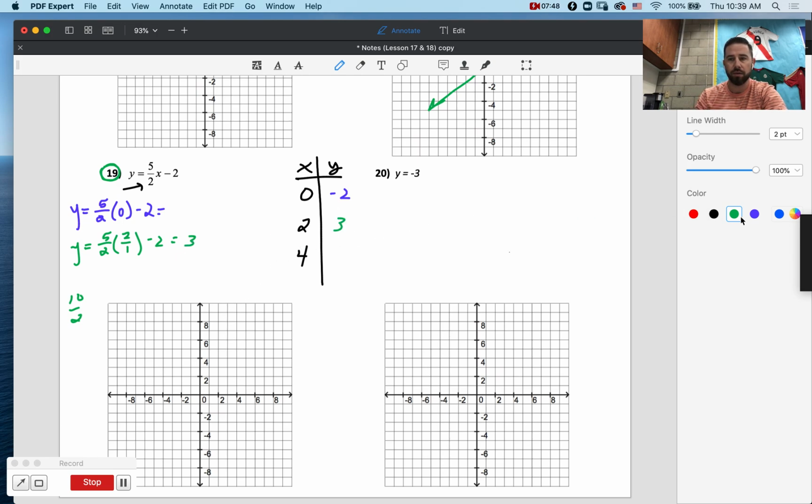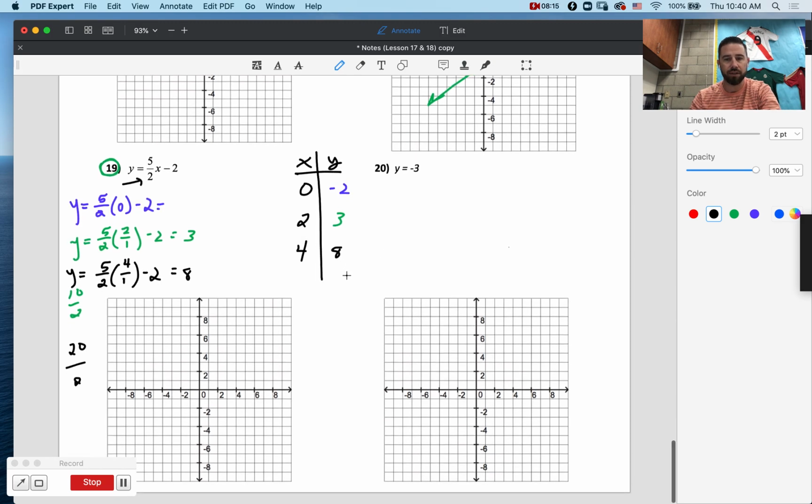Okay, last one. Y equals 5 over 2. Substitute in what? 4. 4 over 1 minus 2. Straight across the top. 5 times 4 is 20. 2 times 1 is 2. And 20 divided by 2 is 10. So this is 10. Minus 2 is 8.